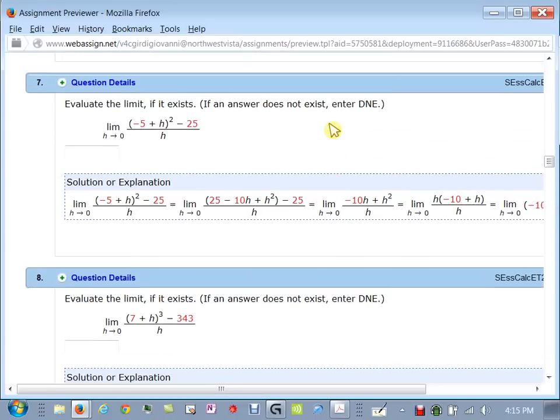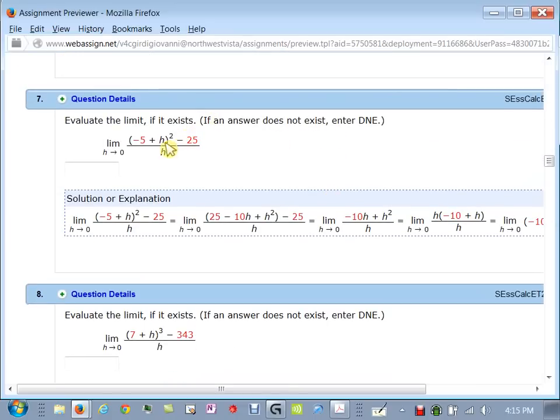Okay, how about this one? All right, for this one, let h go to 0. So if h becomes 0, we get -5 squared. -5 squared is 25. 25 minus 25 gives us 0. And then, of course, on the bottom, if h is going to 0, that's going to be 0. So we get 0 over 0. So we have the form that we know we need to do some algebra on. So I'm going to walk you through the algebra here.